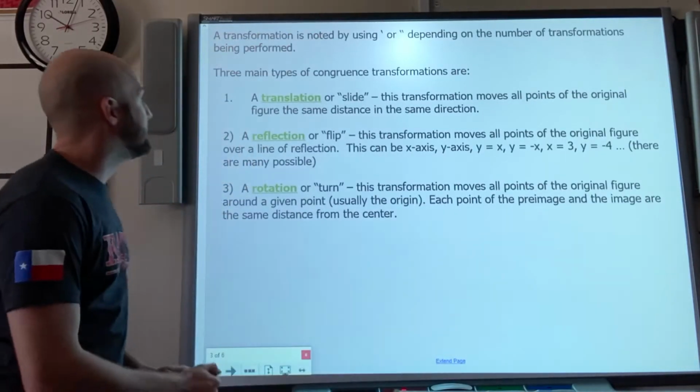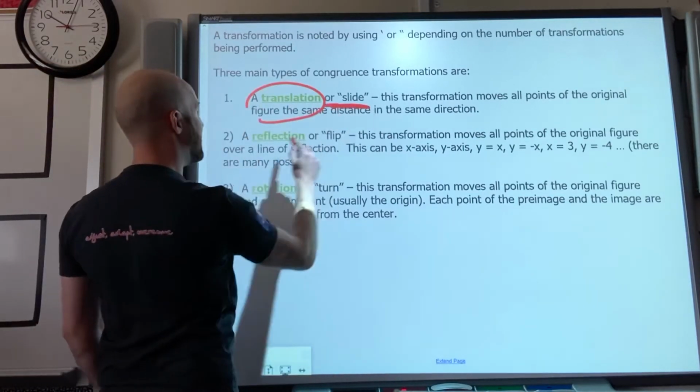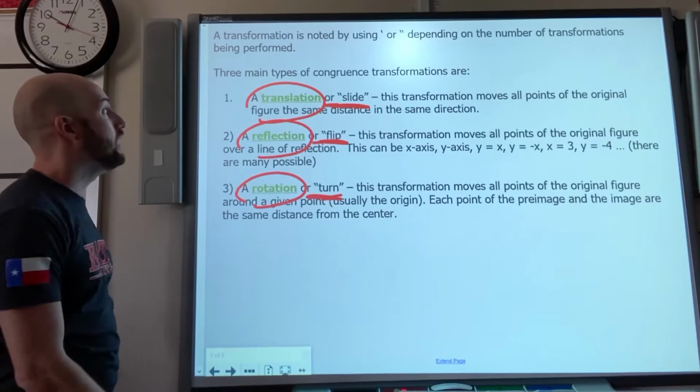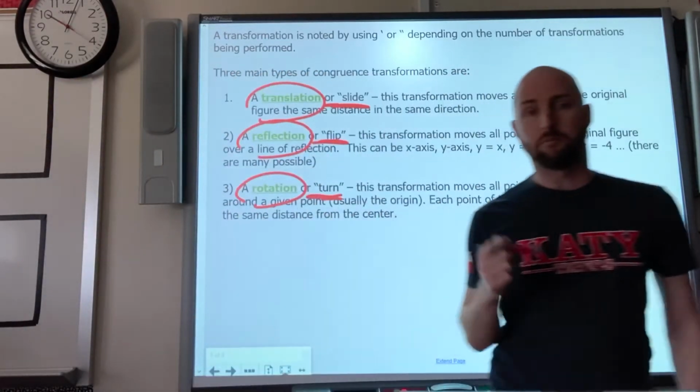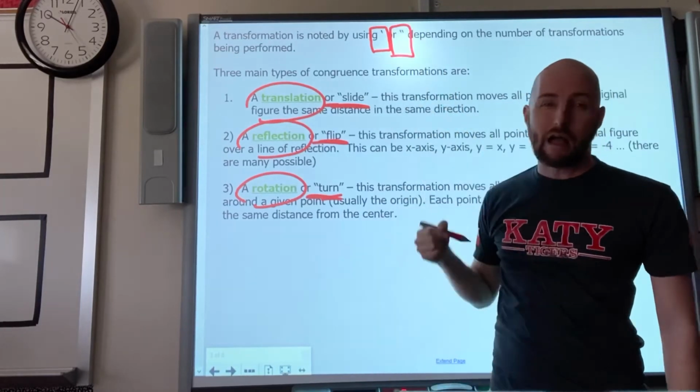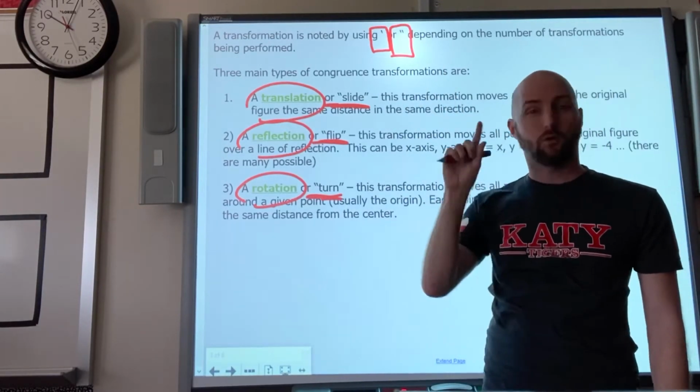I don't want to bore you to tears, but again, translation is when we're sliding, reflection is when we're flipping something, and rotation is when we're turning something. The notation that's really important is up here. These little marks, they're called primes, you can call them little ticky marks, they look kind of like quotation marks.